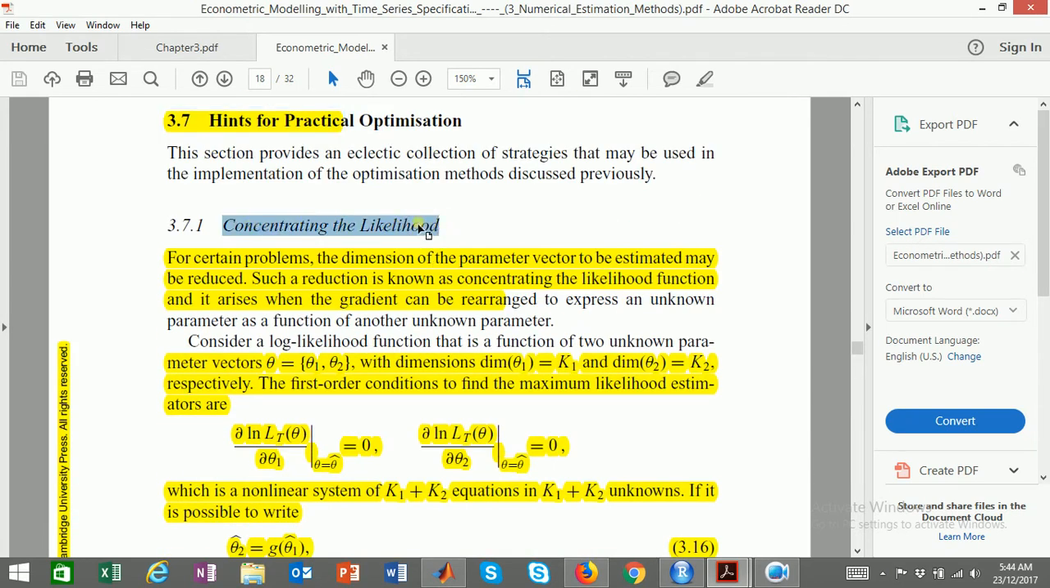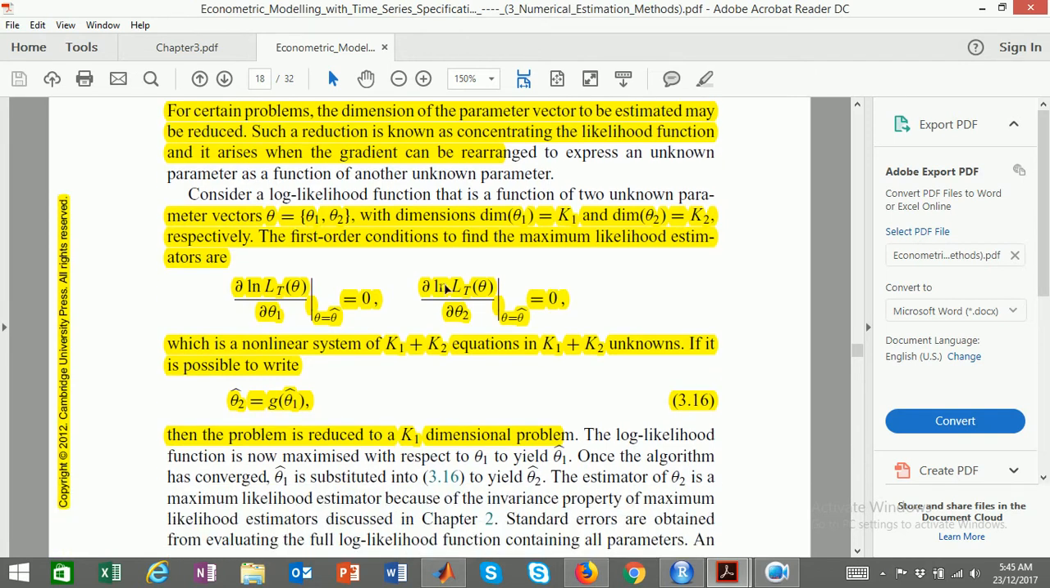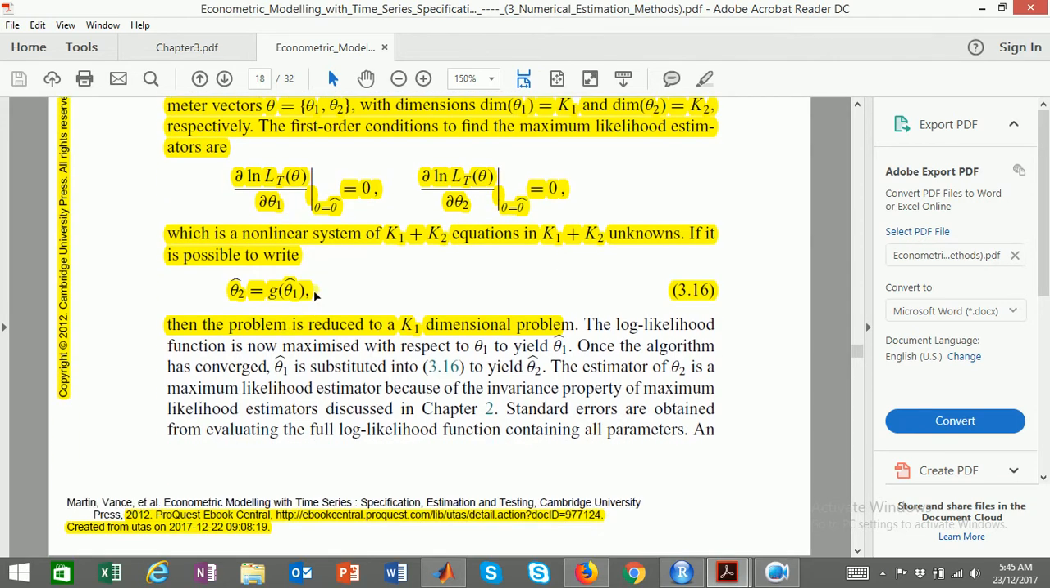Concentrating, another thing, concentrating the likelihood. For certain problems the dimension of the parameter vector to be estimated may be reduced. Such a reduction is known as concentrating the log likelihood function. So we're trying to control the dimension of the log likelihood function. So you have theta, two parameters, dimension is k1 for theta 1, dimension is k2 for theta 2. We do the first order conditions, which is a nonlinear system, k1 plus k2 equations and k1 plus k2 unknowns. We most probably write theta 2 hat equals a function of theta 1 hat. Then the problem is reduced to a k1 dimensional problem.